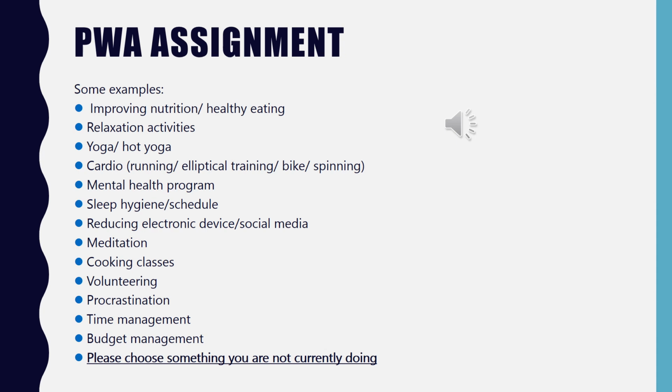You might choose to implement some kind of a mental health program, a sleep hygiene or sleep schedule, reducing electronic device use or social media, meditation, cooking classes. You might choose to volunteer. You might choose to address procrastination. You might choose to address time management, budget management, strength training.